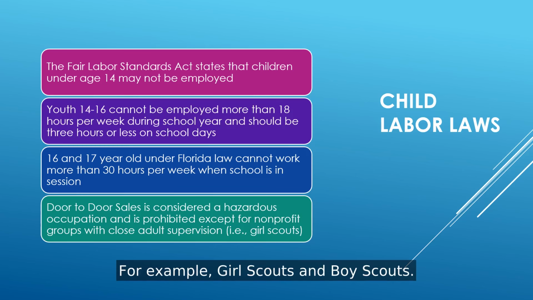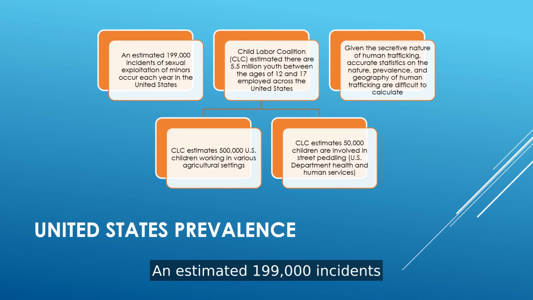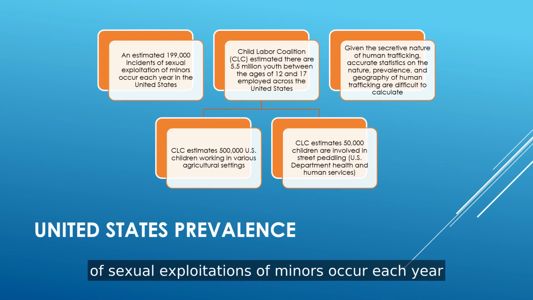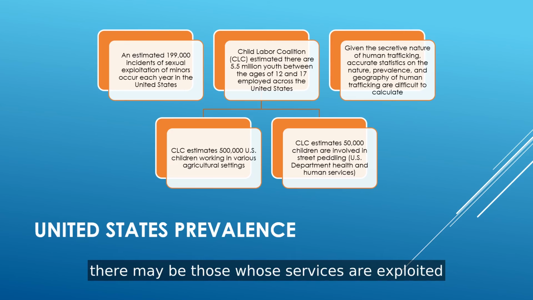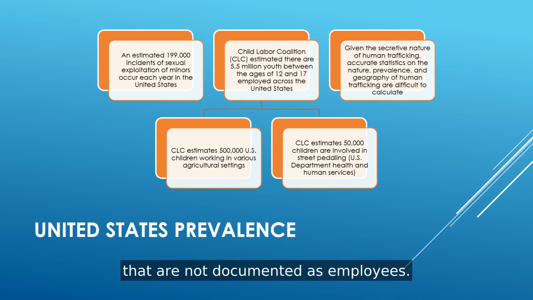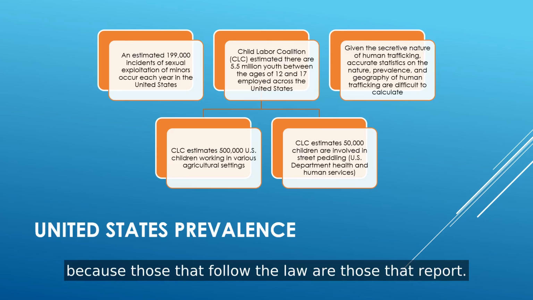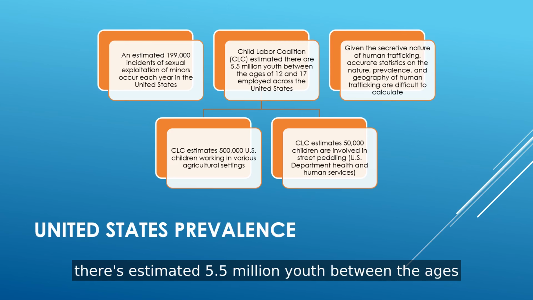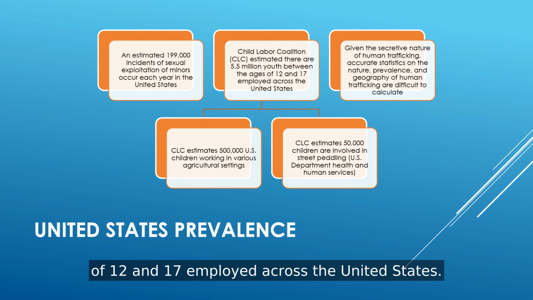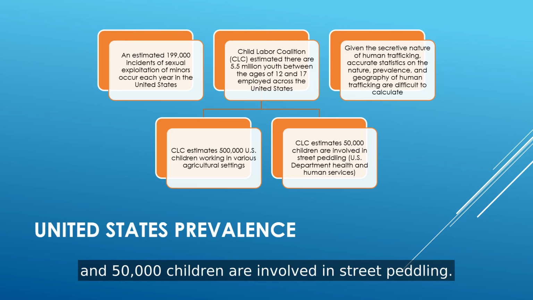An estimated 199,000 incidents of sexual exploitation of minors occur each year in the United States. While some youth are legally employed, there may be those whose services are exploited, as well as young people working that are not documented as employees. It is difficult to ascertain certain statistics regarding child labor because those that follow the law are those that report. According to the Child Labor Coalition, there are an estimated 5.5 million youth between the ages of 12 and 17 employed across the United States. An estimated 500,000 children work in various agricultural settings, and 50,000 children are involved in street peddling.